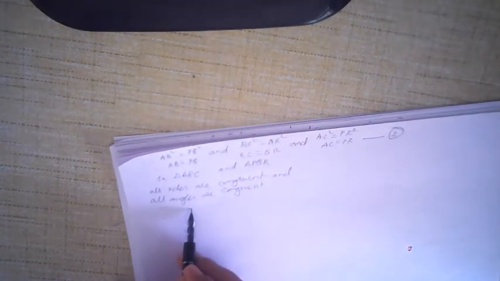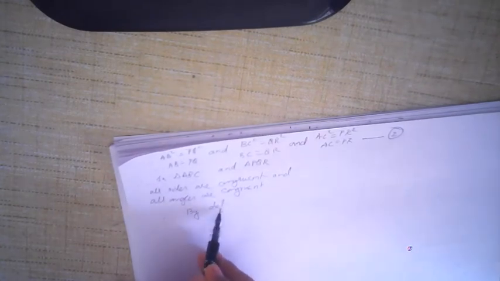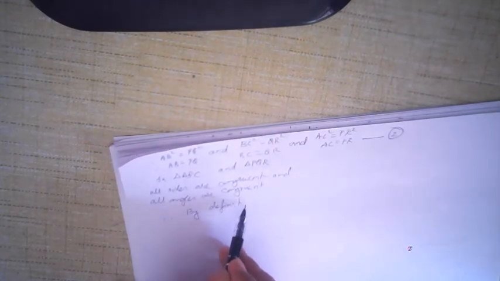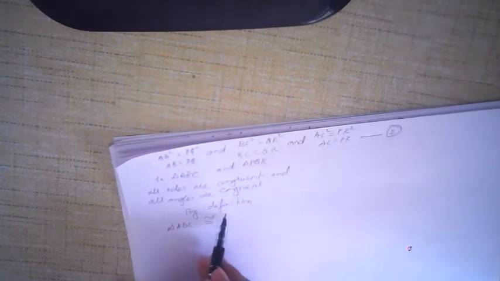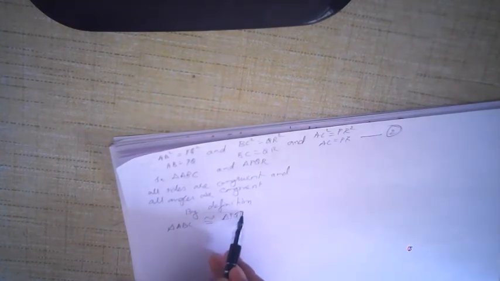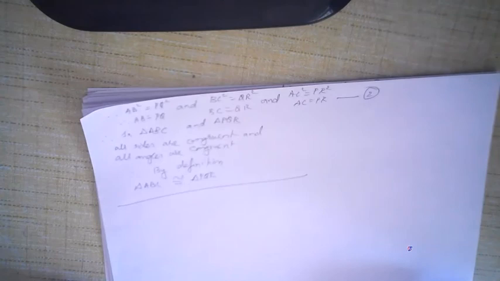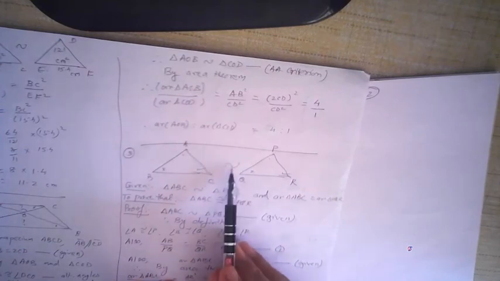Therefore, by definition of what? By definition of congruent figures, congruent triangles, triangle ABC is congruent to triangle PQR. This is by definition. That's it. So you can see that it's quite easy. Once again, what are we given here? Two triangles. They are similar to each other.